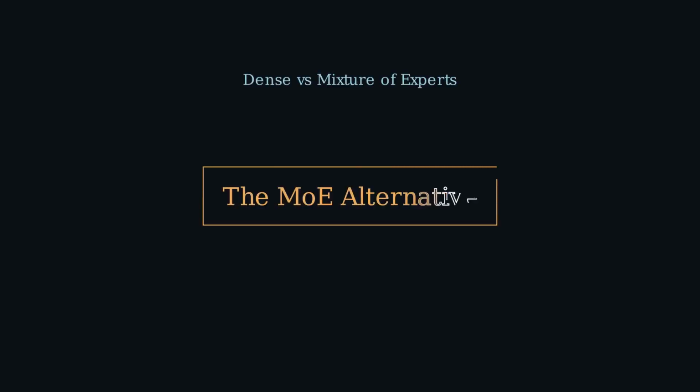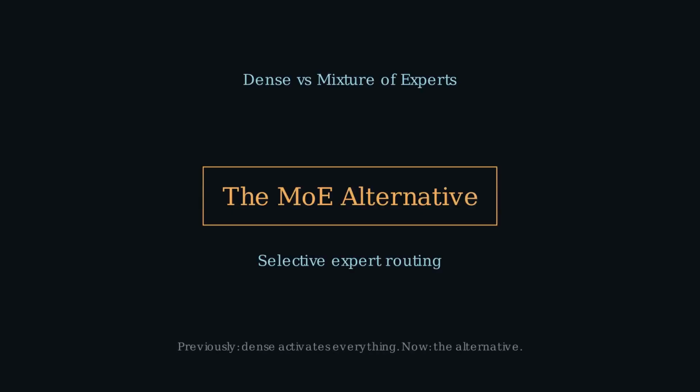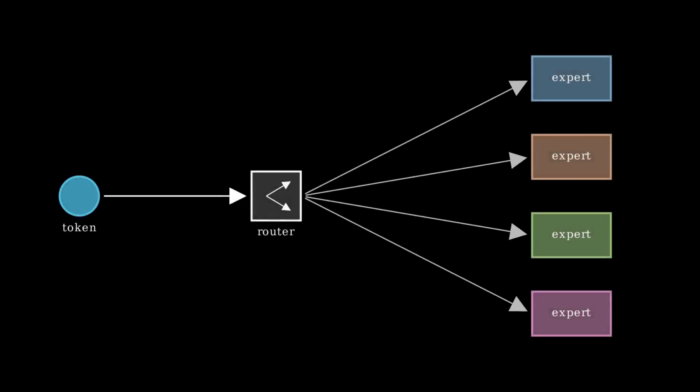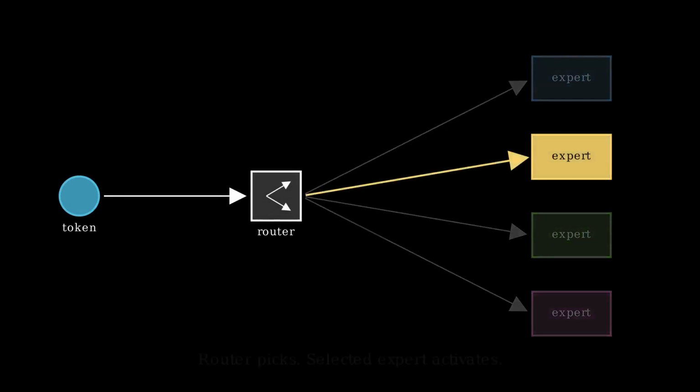Previously, dense models activate every parameter per token. Today, a different design. Mixture of experts, selective activation, different trade-offs. MoE works differently. A token enters, a router examines it. The router picks which expert should handle this token. Only the selected experts activate, the others stay dormant.